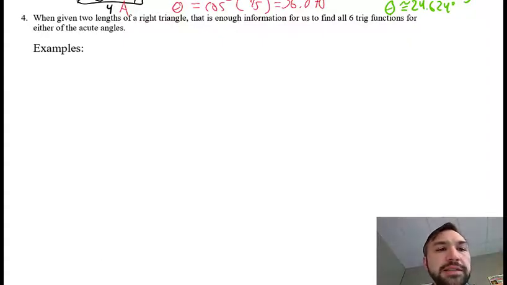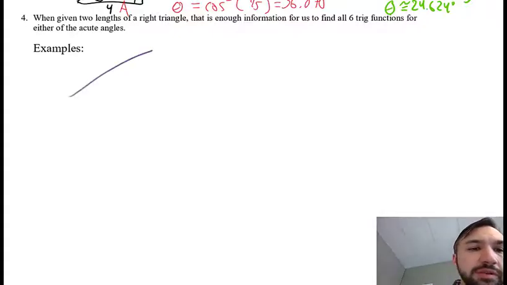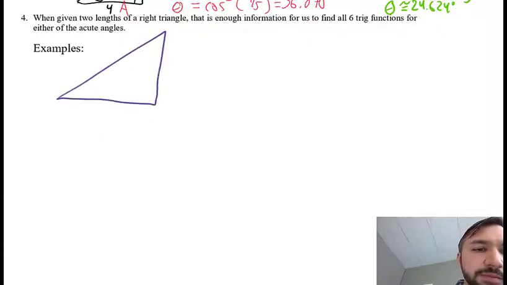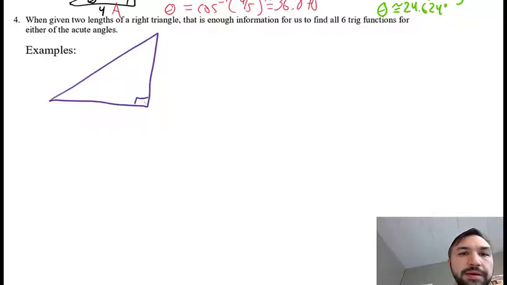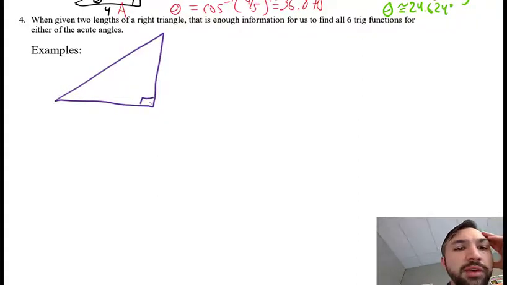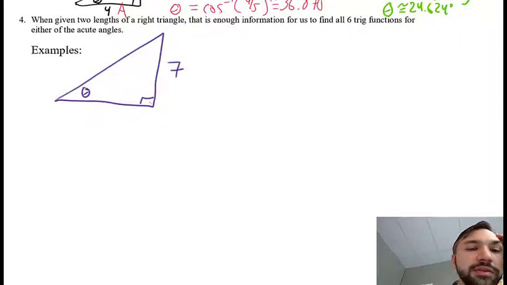Alright, let's say we were given 2 lengths of a right triangle. That can be enough information to find all 6 trig functions. So you'll have some questions that ask you about this, and so let's just throw out an example. It's got to be a right triangle. Okay, that's a pretty sad right triangle. Alright. And then we're going to talk about one of these acute angles. So you don't have to use theta, but theta is pretty common. And if I knew this length was 7 and this length was 10.